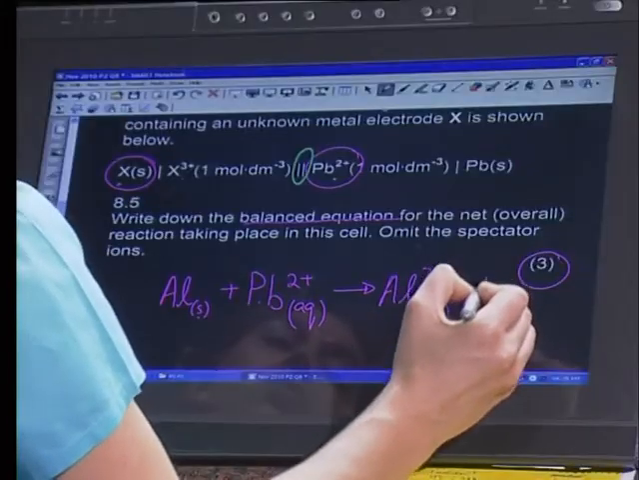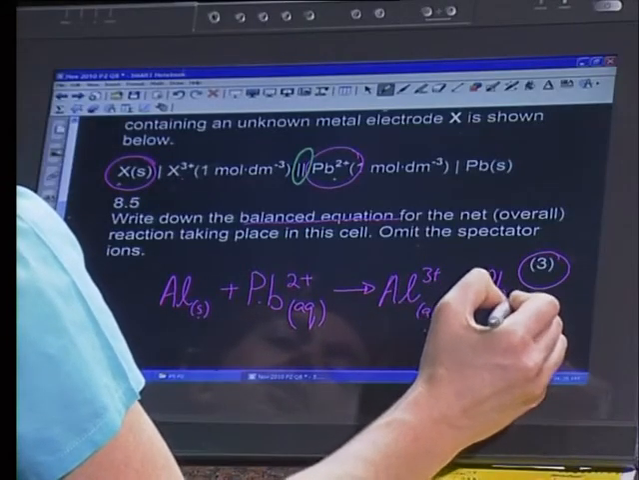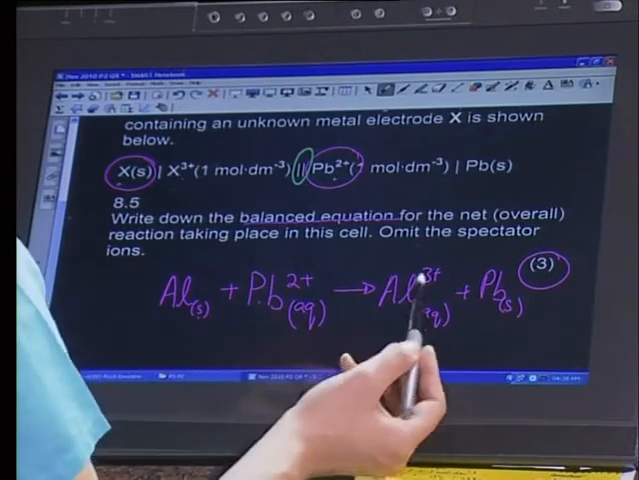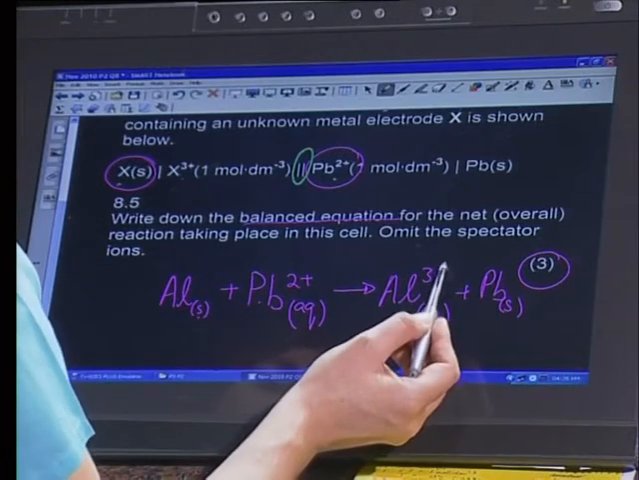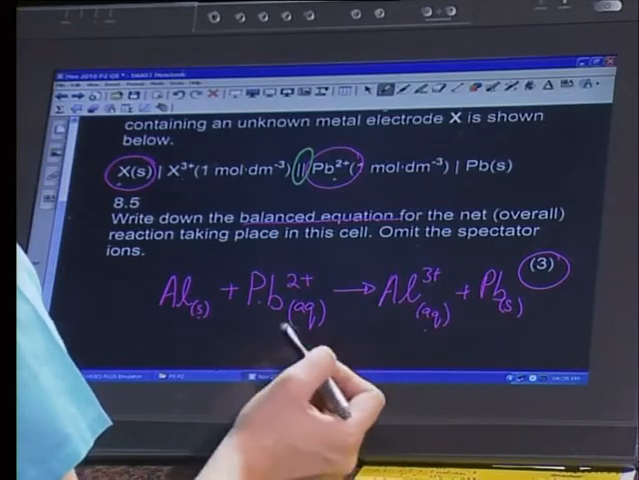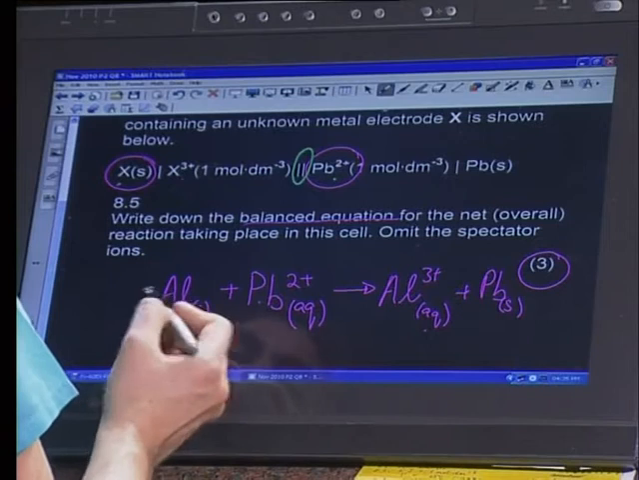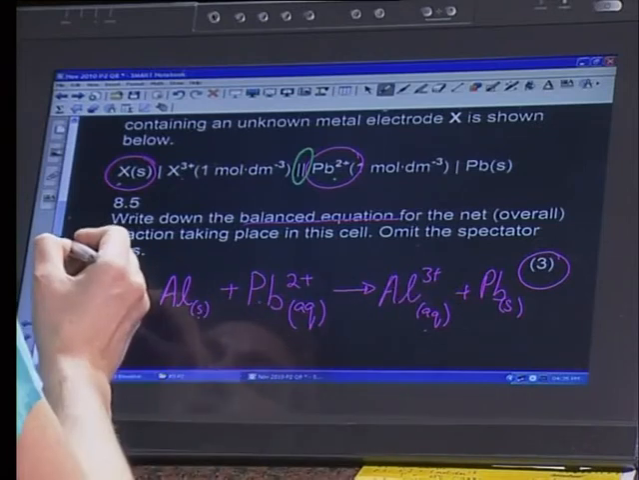And then your lead has moved from being Pb2+ into Pb, and you write it down over there, and this is now in the solid phase. Now all we need to do is make sure that it is balanced. As you can see over here, your aluminium has got a 3+ charge, and over here I've got lead which has got a 3+ charge, and I need to balance that out.